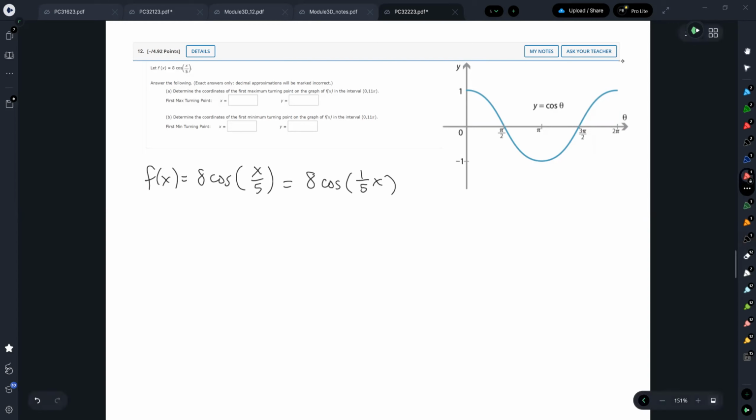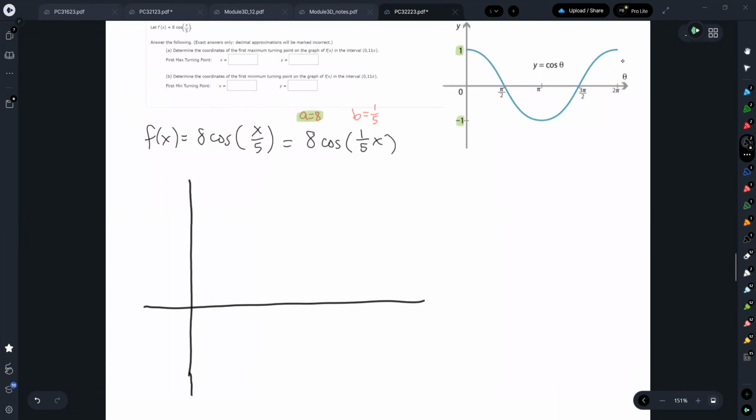So in this case, my a value is 8. My b value is 1/5. So again, this 8 is going to stretch these numbers vertically. Notice there's no upside down because it didn't flip. There's no negative. I'm going to do a rough sketch of this cosine function. So again, it's going to go -8 to +8 this time because of this 8 right here. It stretches it vertically. It's going to start up, come down, and then come back up.